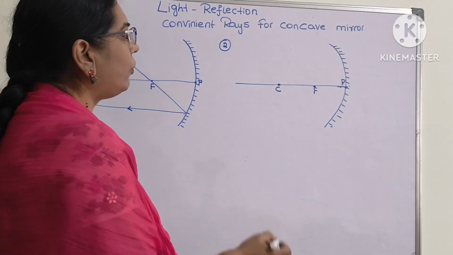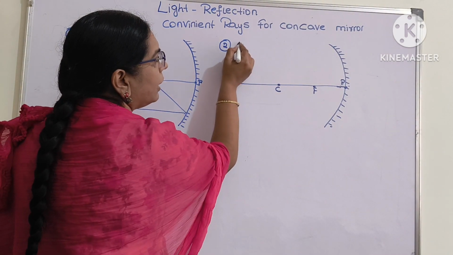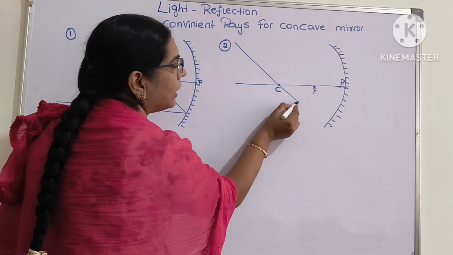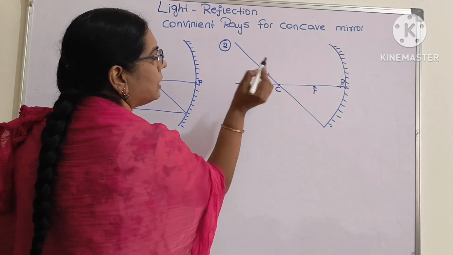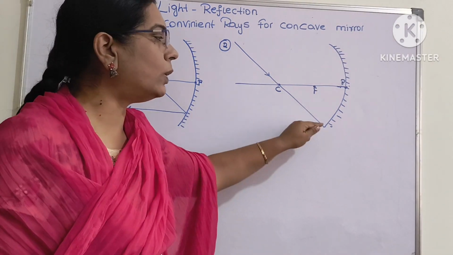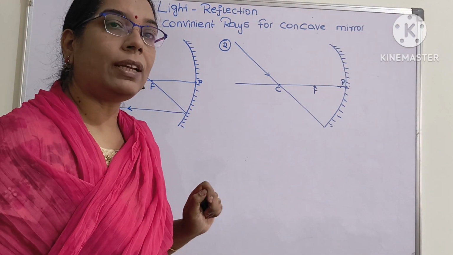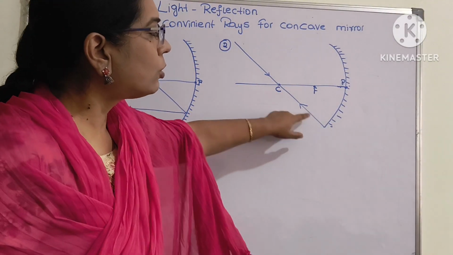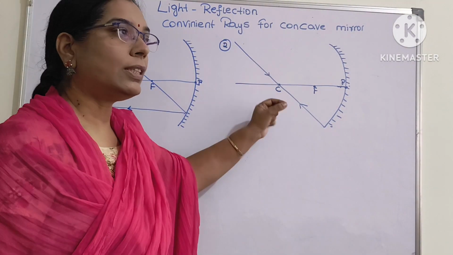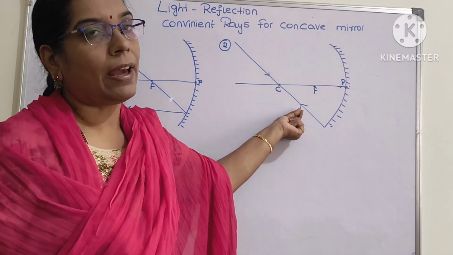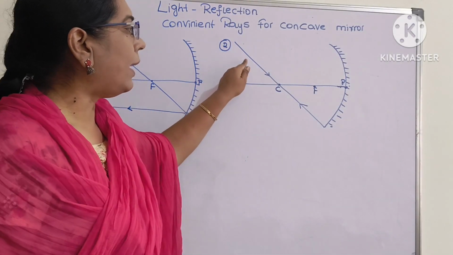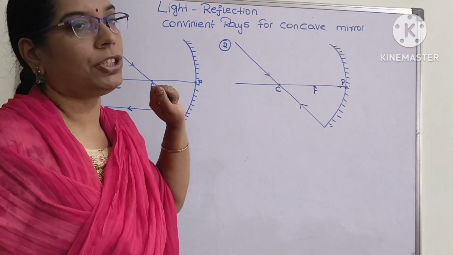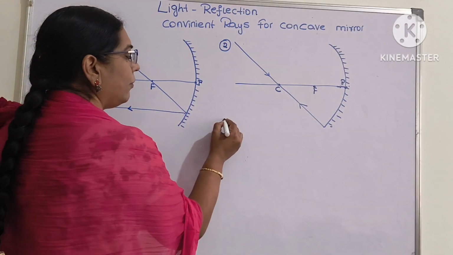Second one: if a ray of light passes through the center of curvature. Now, how is the ray of light passing? It is passing through the center of curvature. Since this is the incident ray, how should the arrow be? Towards the mirror. How will the reflected ray be? It bounces back in the same direction, so it will retrace the path. For the same ray, you put the reflected ray arrow also. So, if a ray of light is passing through the center of curvature, it will bounce back in the same direction. This is the second convenient ray.